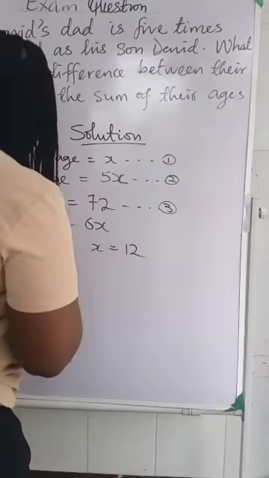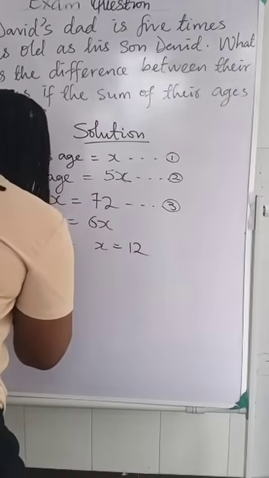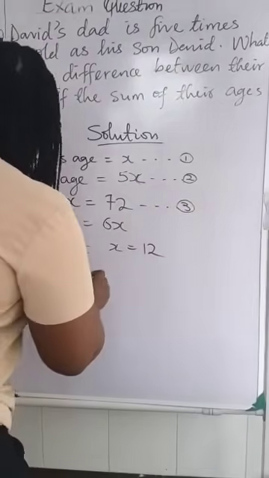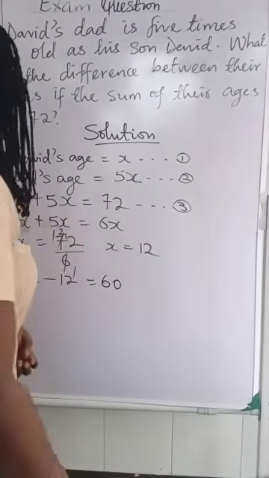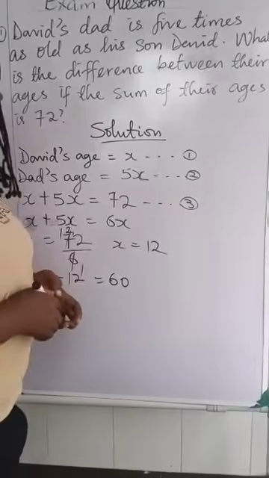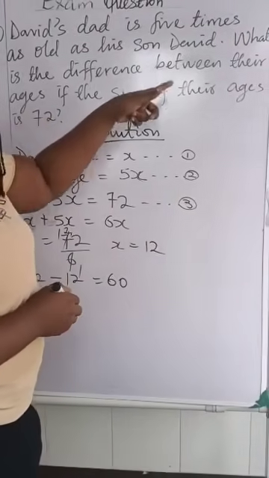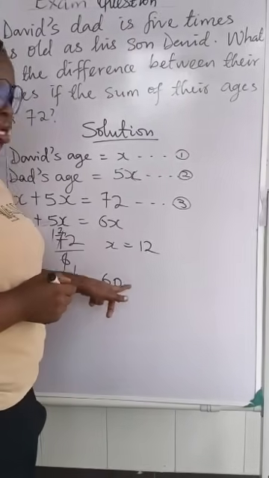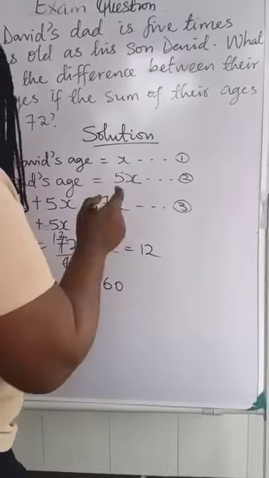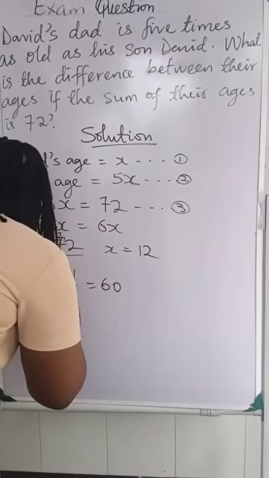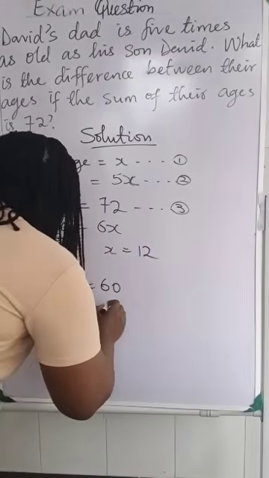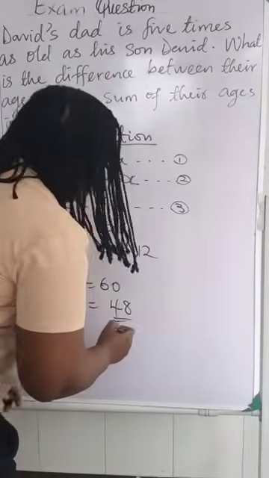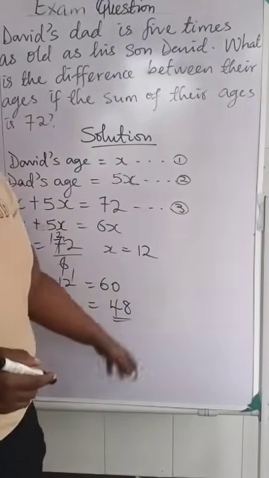And what is the sum of the ages? We have what? 72. So we are going to have 72 take away the son's age. We give us the father's age, which is 60. So now the question here says, what is the difference between their ages? Now, if the father's age is 60 and the son's age is 12, the difference is going to be 60 take away 12, which will give us what? 48. Therefore, the difference between the two ages is 48.